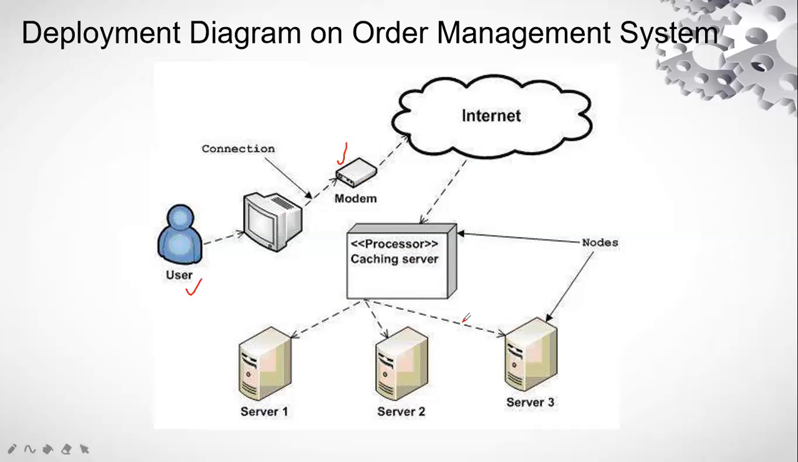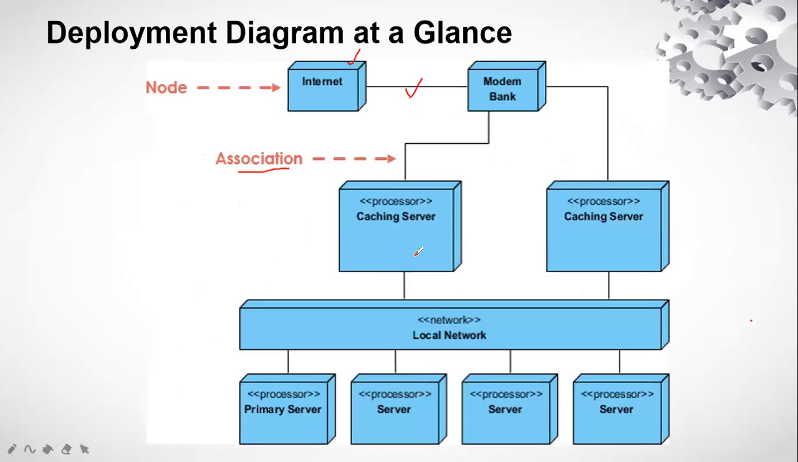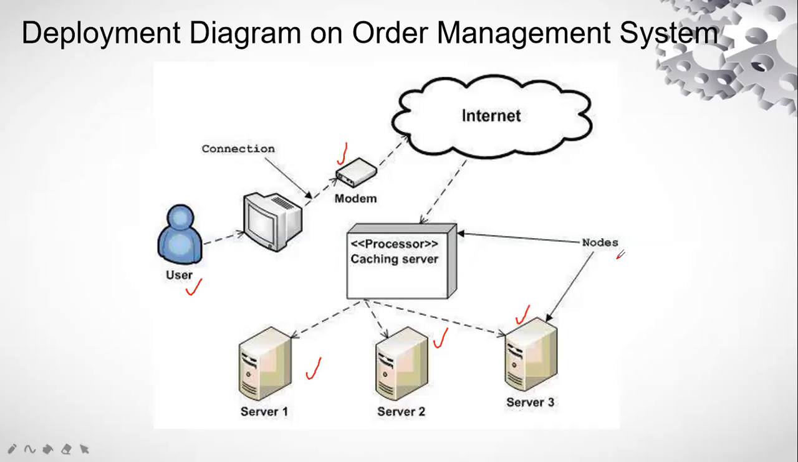So all these can be defined as 3D rectangles, and we can name them server 1, server 2. Here we have rendered it in graphical form, but in a deployment diagram, you can render all of these as 3D rectangles. So this can be shown as rectangle, rectangle, rectangle. This is the processor, the caching server, and this is the internet. Again, you can show it in a rectangular box. Then the modem, again a rectangular box, the connection shown as a dependency, then a desktop and the user.